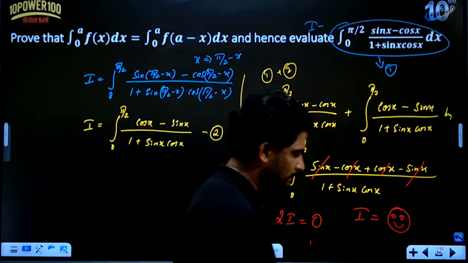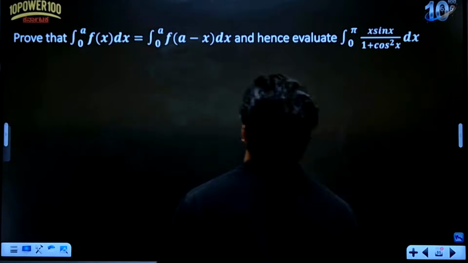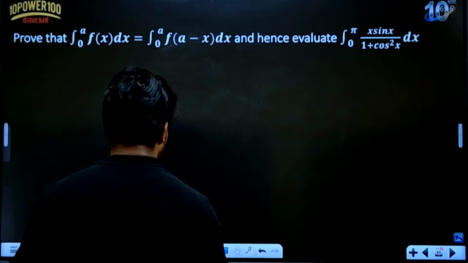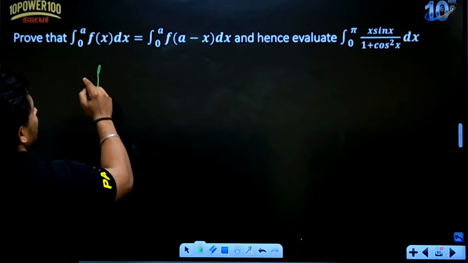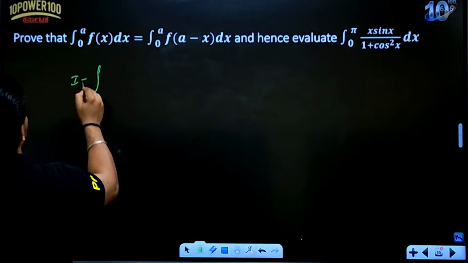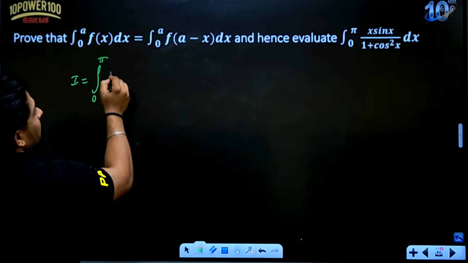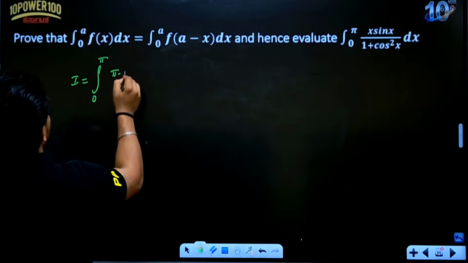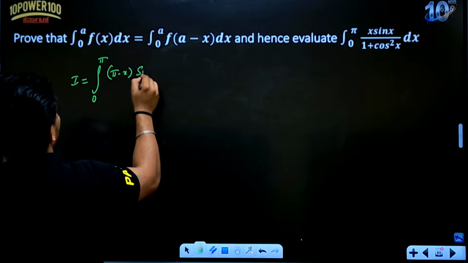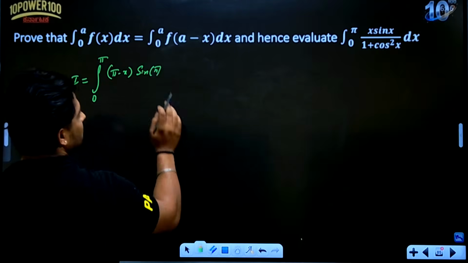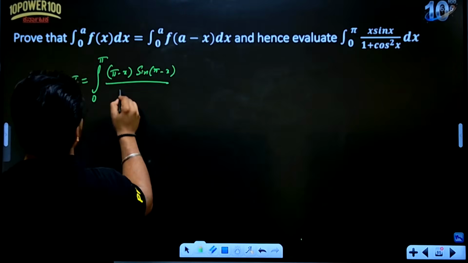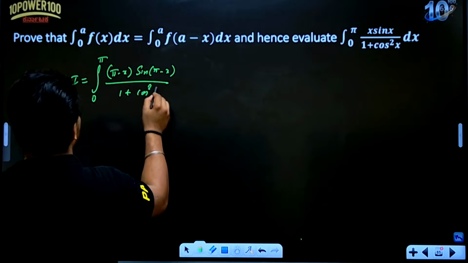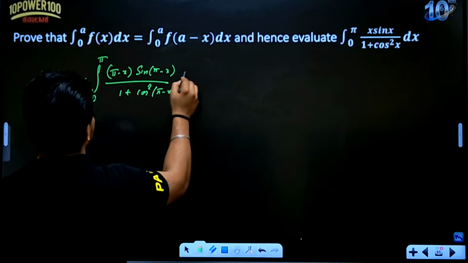Okay, now next, this is also similar. So the integral of x sin x from 0 to pi, that is I. So I is equal to the integral from 0 to pi. x becomes pi minus x. So sin(pi minus x) whole divided by 1 plus cos square of (pi minus x) dx.